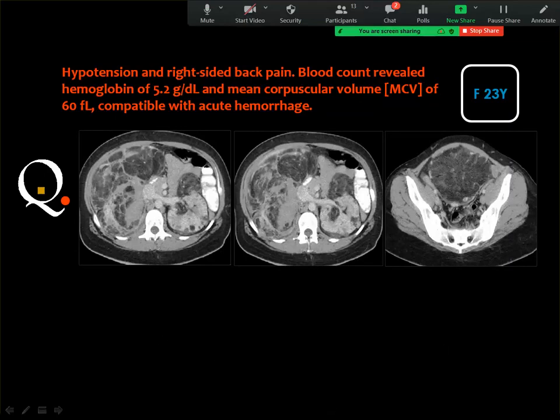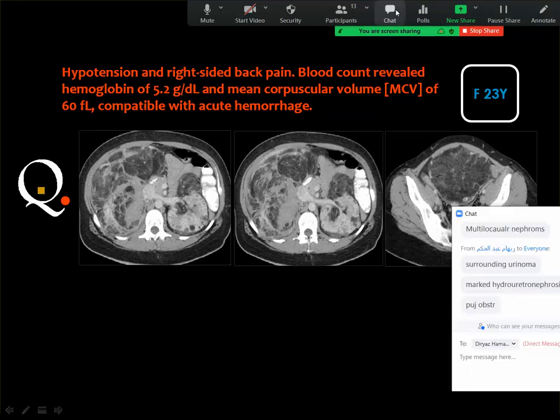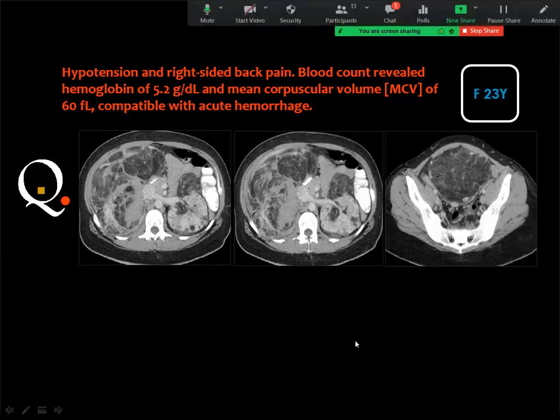Okay. Next case, female, 23 years old with hypotension, right-sided back pain, blood count revealed hemoglobin, so and so. And this is the mean corpuscular volume, compatible with acute hemorrhage. Tuberous sclerosis, bleeding from giant angiomyolipoma, yes. And there are bilateral angiomyolipomas, and a huge one on the right side, which is the bleeding tumor.